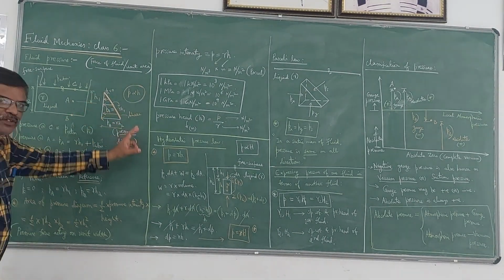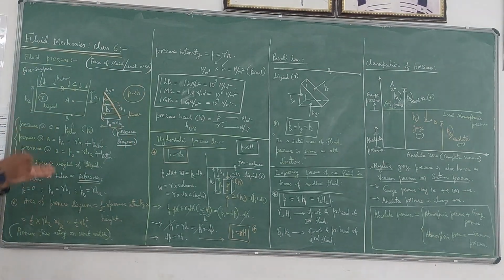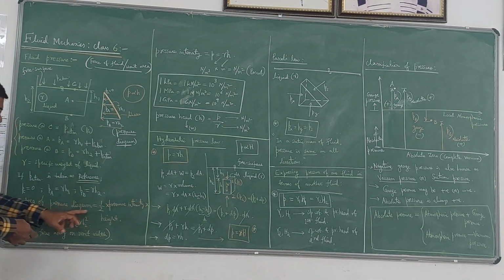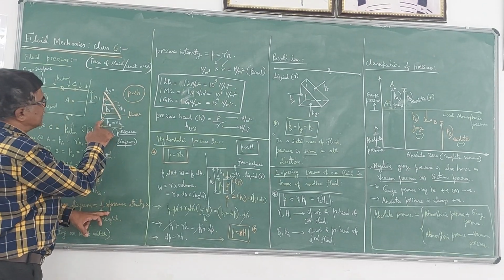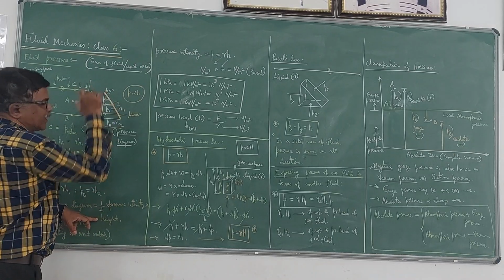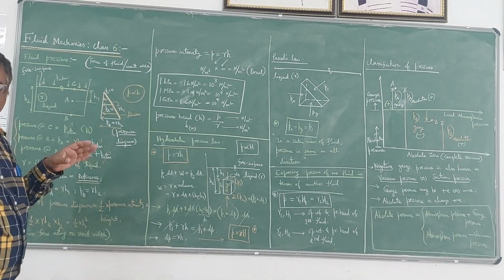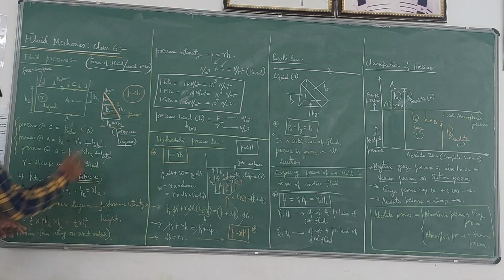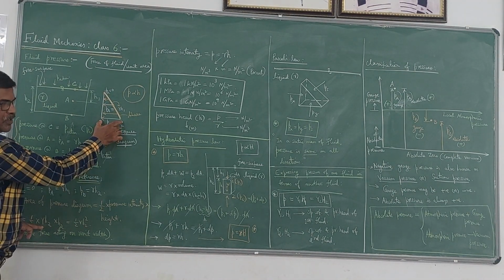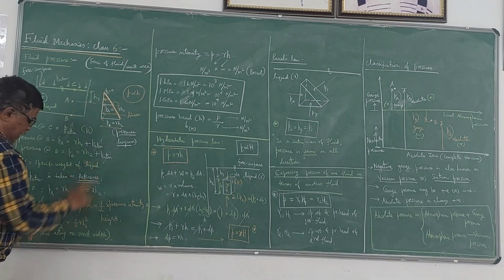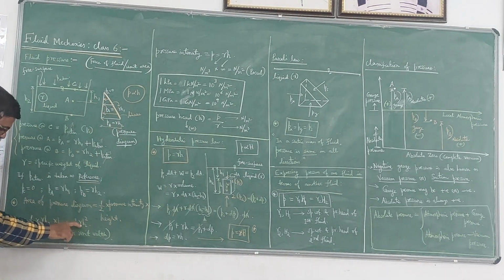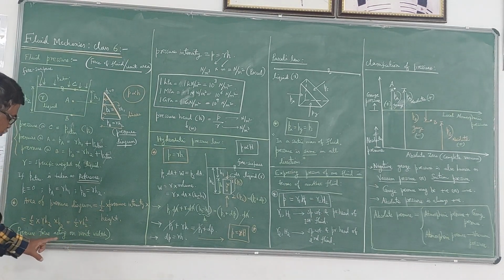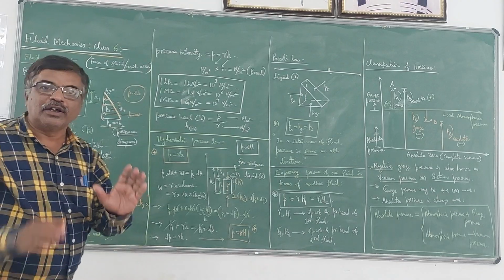If you find the area of this pressure diagram, in a triangle the area is given by half into base into height. So in this case it becomes half into pressure intensity into height, if you want the total area of the pressure diagram. In this case it becomes half into gamma H2, this is the base, and H2 is the height. That means it is half into gamma into H2 square. This expression, half into gamma into H2 square, gives the pressure force acting on unit width.